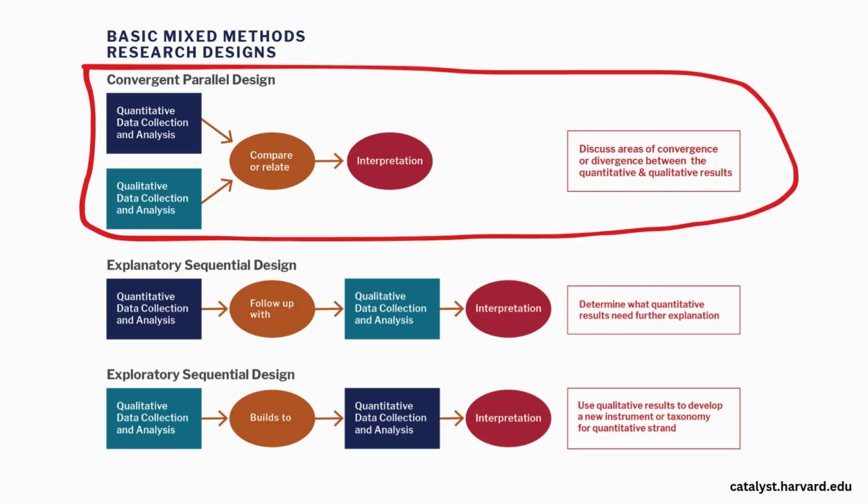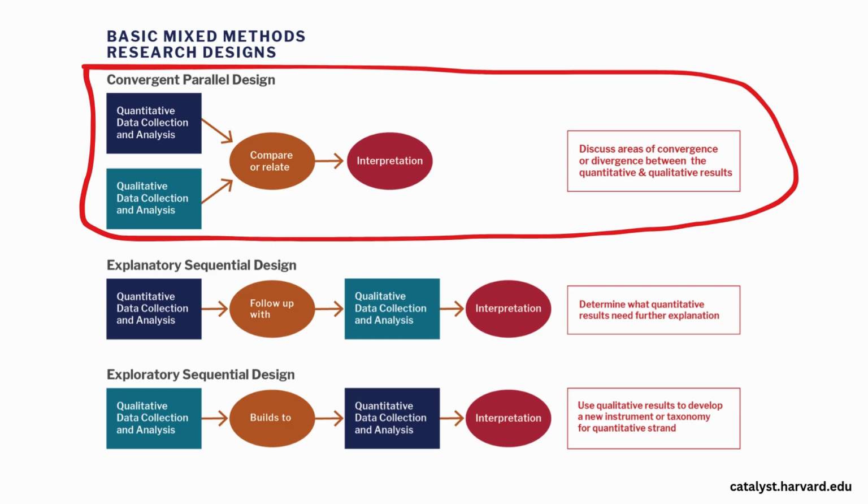First is convergent parallel design. This design involves collecting both quantitative and qualitative data simultaneously, but analyzing them separately. The idea is to compare and contrast the results to provide a more comprehensive understanding of the research question.